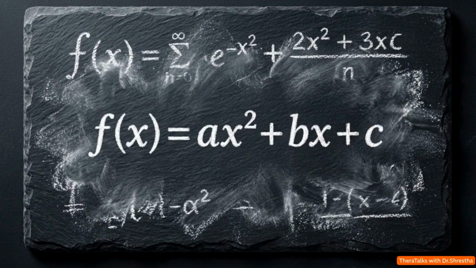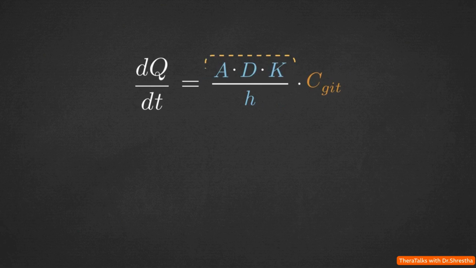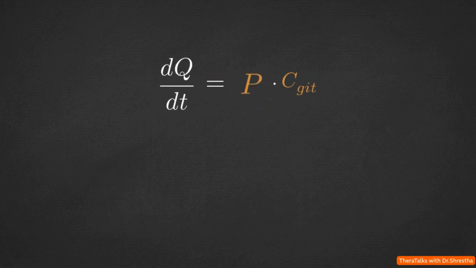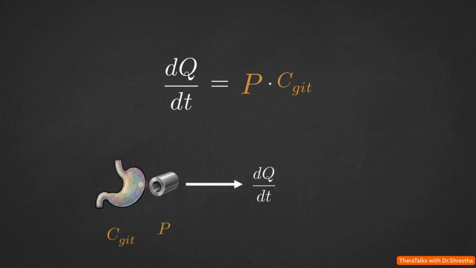With the plasma penalty physically eliminated from the equation, the entire mathematical model changes form. In this modified Fick's equation, we consolidate the fixed physical constants: the surface area, the diffusion coefficient, the partition coefficient, and the membrane thickness. These static properties are grouped together into a single unified operational metric known as permeability. The equation collapses down to a simple multiplication problem. The rate of diffusion equals permeability times the concentration in the gut.